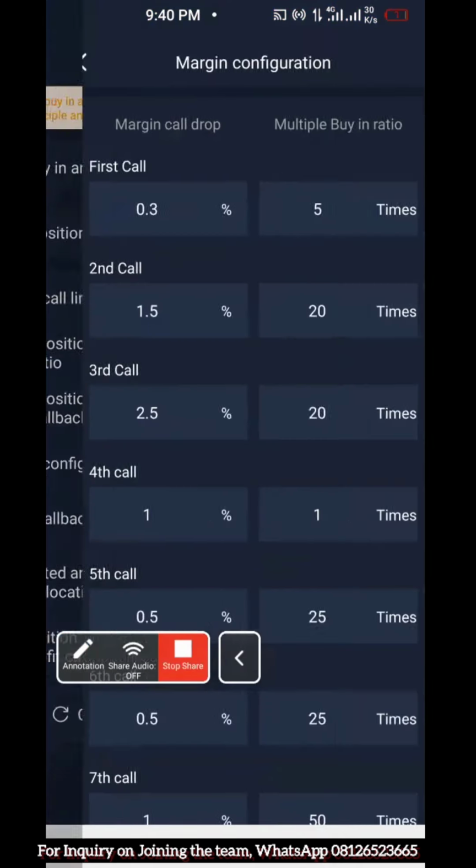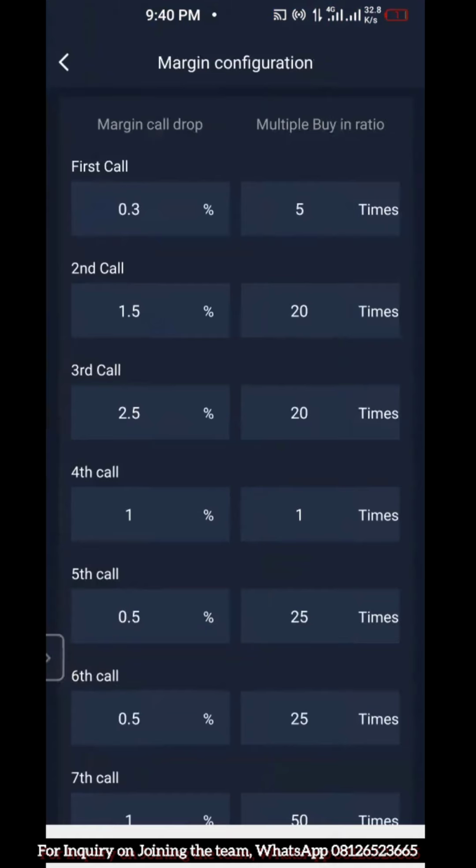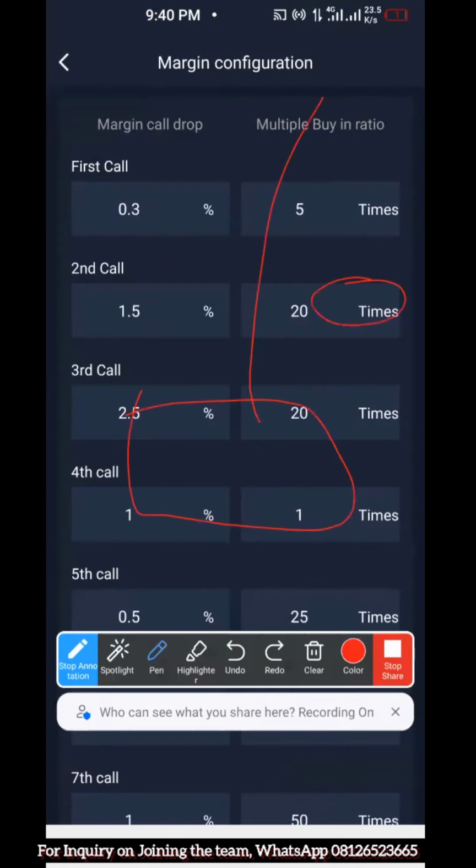And your margin configuration. So margin configuration, I said, is the point at which the robot should buy for you. If it drops by 0.3, you're telling the robot, buy me 50 times. Don't forget, this multiple buying ratio is multiplied by your buying amount. So whatever you write here will be multiplied by your buying amount. So my buying amount is 10 in this case. So 5 times 10 is going to buy me 50 at this point.